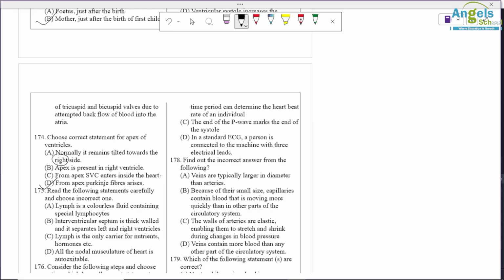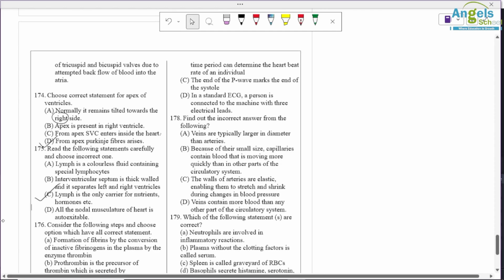Interventricular septum is thick walled and separates left and right ventricle. Lymph is only a carrier for nutrient and hormone. So it is a function, but it is not the only function. And all nodal musculature of heart is autoexcitable. So it is a correct option. So the incorrect statement is C only.